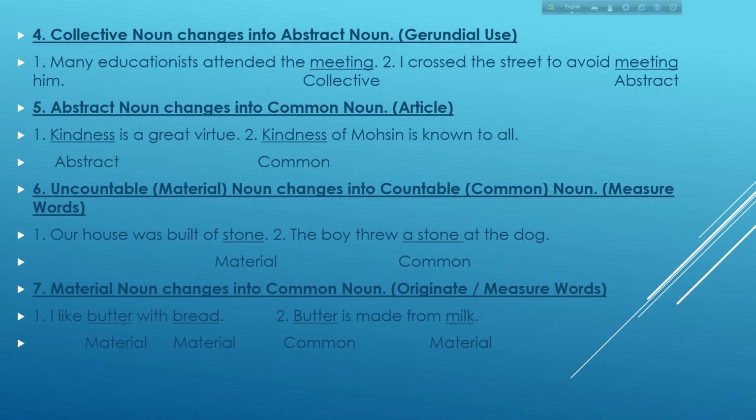Number 6, uncountable, that is material noun, changes into countable common noun for measure words. Our house was built of stone. Here stone is a material noun. But the boy threw a stone at the dog. Here a stone is a common noun. Last one, number 7, material noun changes into common noun. I like butter with bread. Here butter and bread are material nouns. But if it is said butter is made from milk, butter is the name of a food, so this will be a common noun, and milk is a material noun.